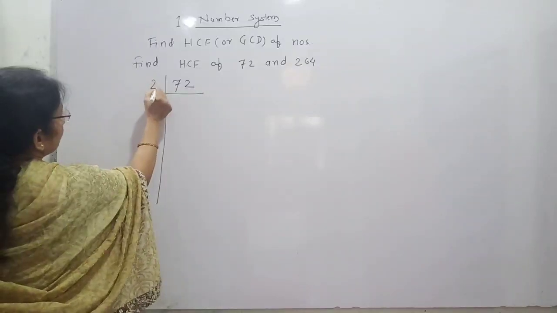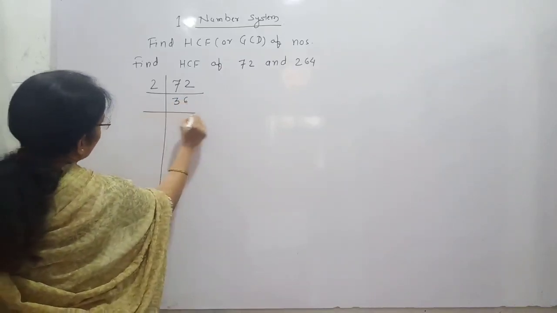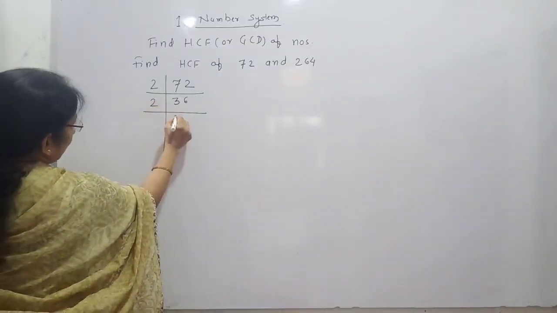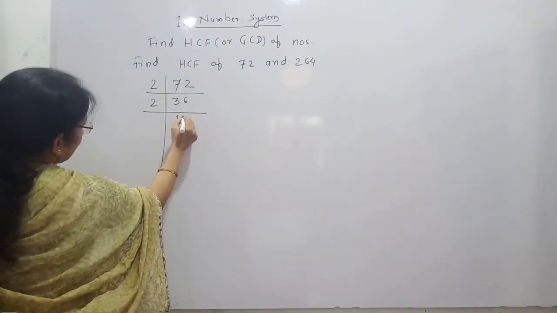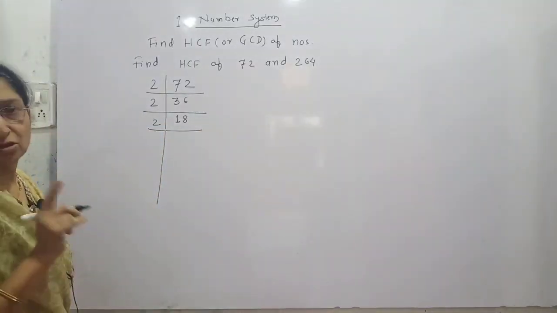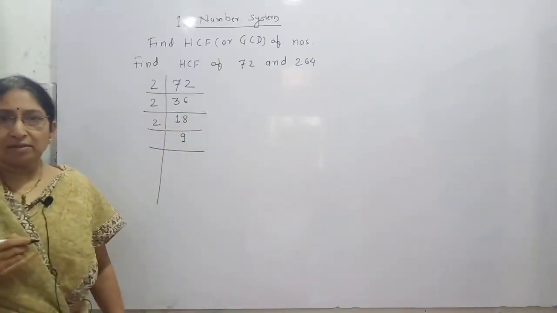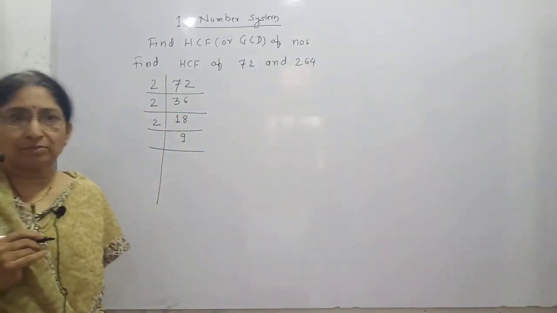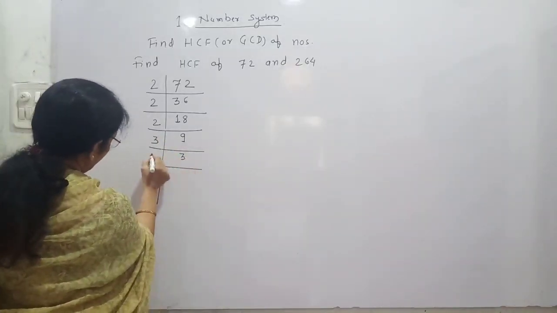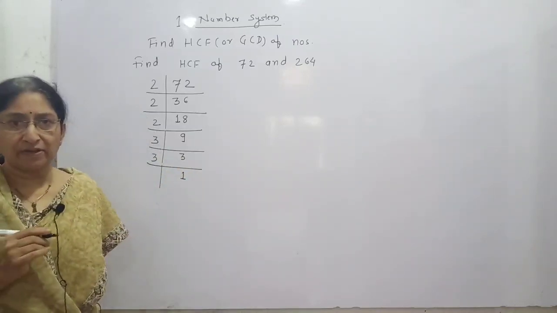2 3s are 6, 2 6s are 12. Again 36 is an even number, it is also divisible by 2. 2 1s are 2, 2 8s are 16. Again 18 is also an even number, it is also divisible by 2, so 2 9s are 18. Now the prime factor of 9 is 3. 3 3s are 9, 3 1s are 3. These are the prime factors of 72.